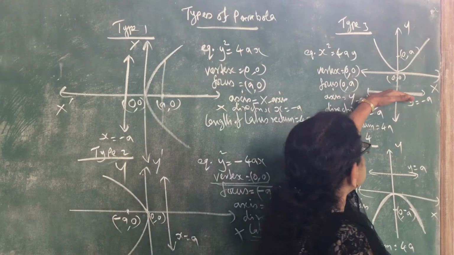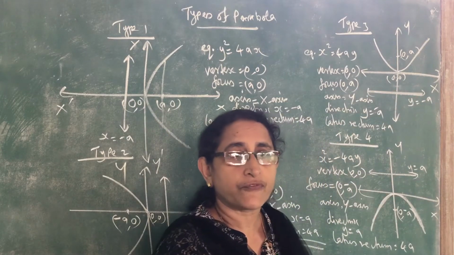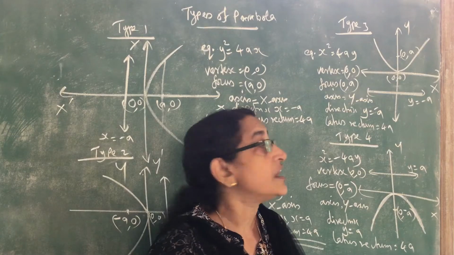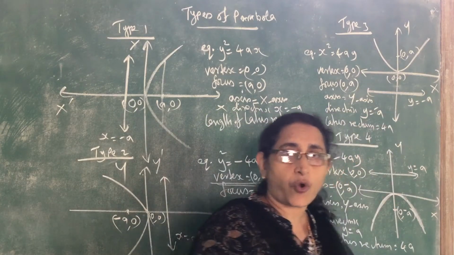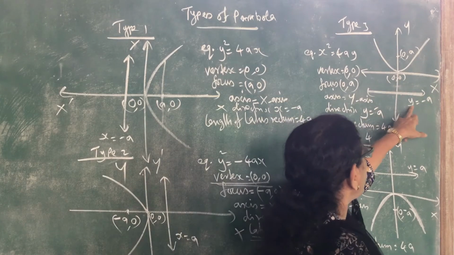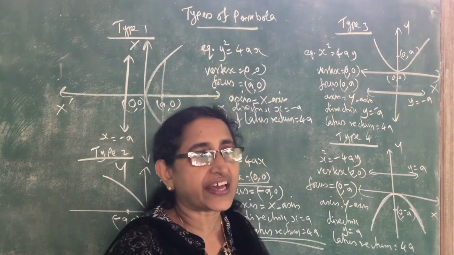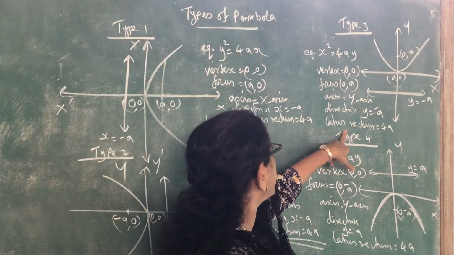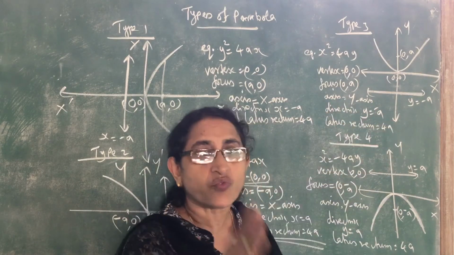Here the directrix is parallel to the x-axis. Therefore the equation of a line parallel to the x-axis is y equal to a constant, and that line is on the negative side. So y equal to minus a. The equation of the directrix is y equal to minus a. And the latus rectum is the same, 4a. The axis of the parabola is the y-axis.